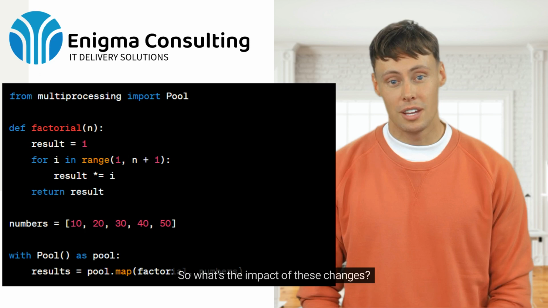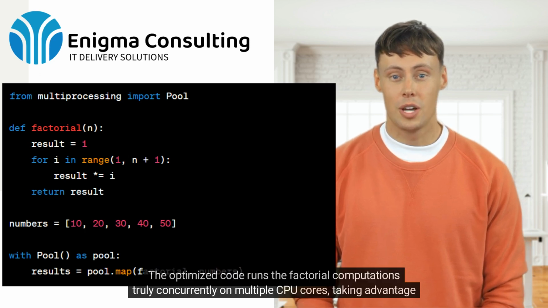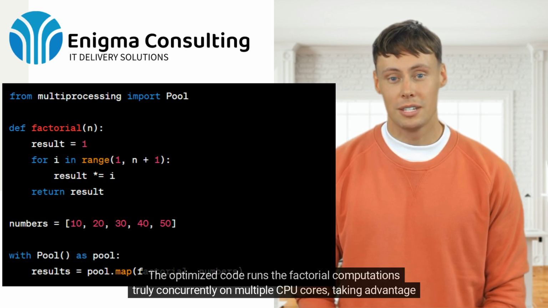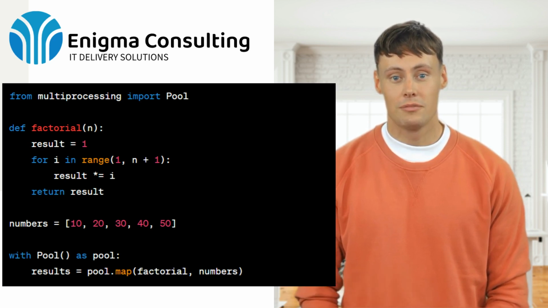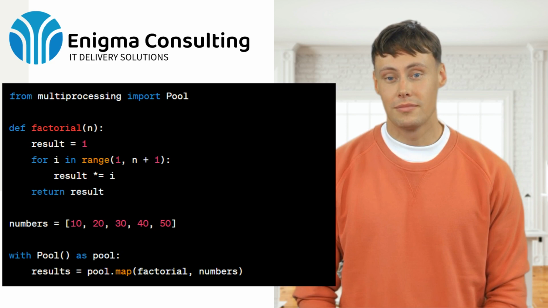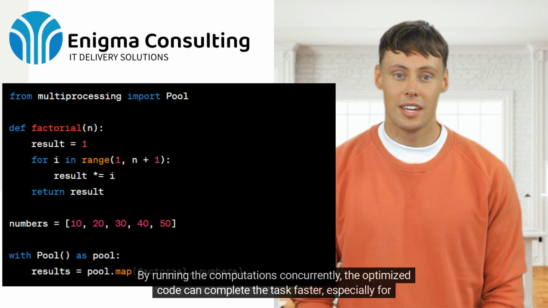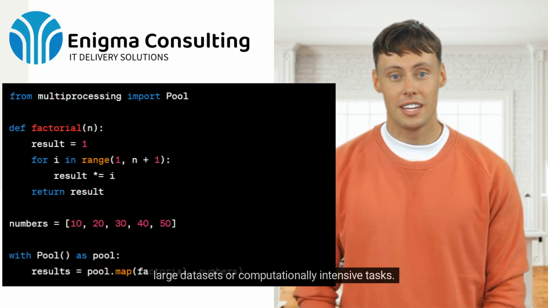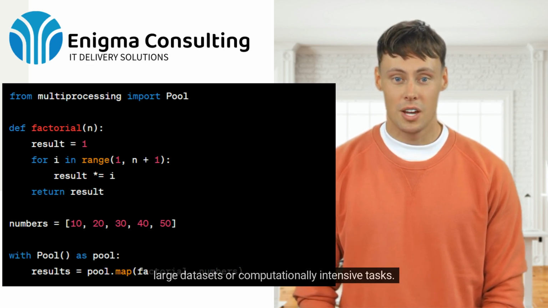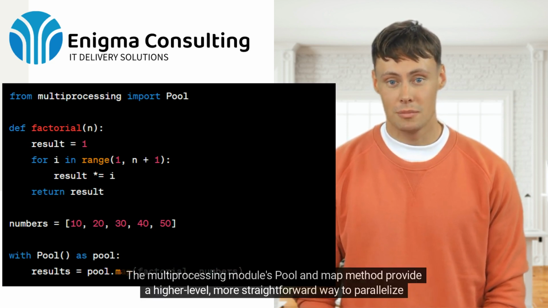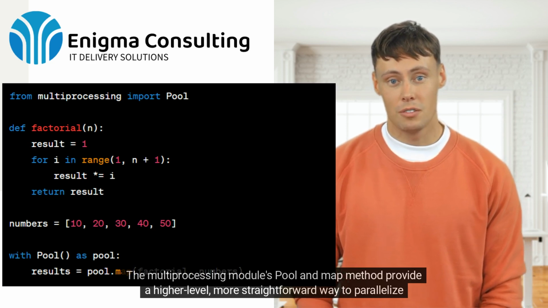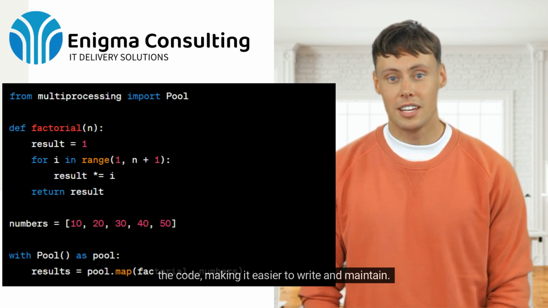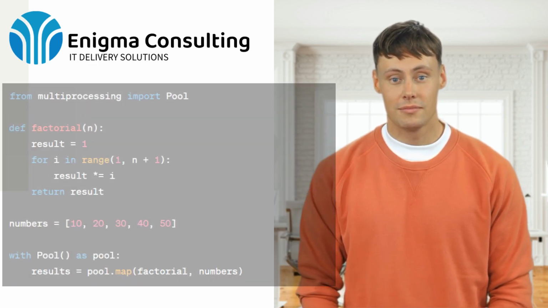So what's the impact of these changes? The optimized code runs the factorial computations truly concurrently on multiple CPU cores, taking advantage of multi-core processors. By running the computations concurrently, the optimized code can complete the task faster, especially for large datasets or computationally intensive tasks. The multiprocessing module's pool and map method provide a higher level, more straightforward way to parallelize the code, making it easier to write and maintain.